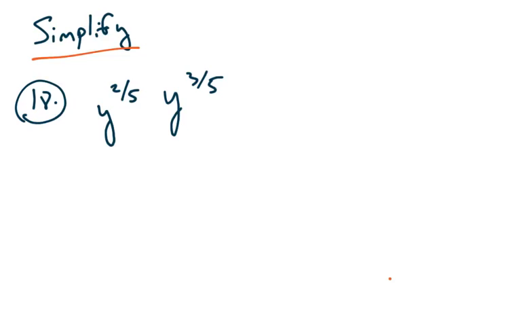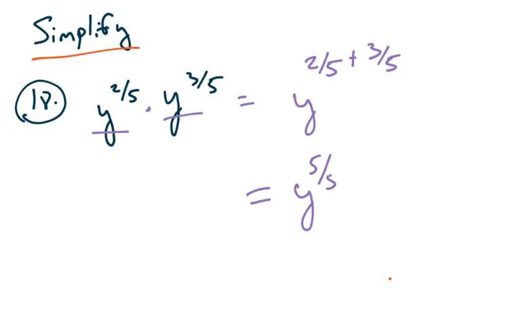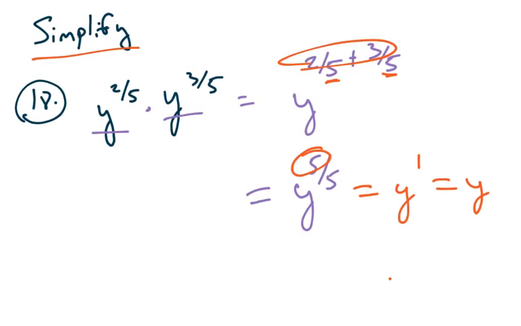So we know that when we multiply two numbers with the same base, we can add the exponents. So this is y to the 2/5 plus 3/5. They're essentially trying to intimidate you with fractions. But we know if the denominators of our fractions are the same, then we add the numerators. So we get 5/5, which is just y to the 1, or simply y.